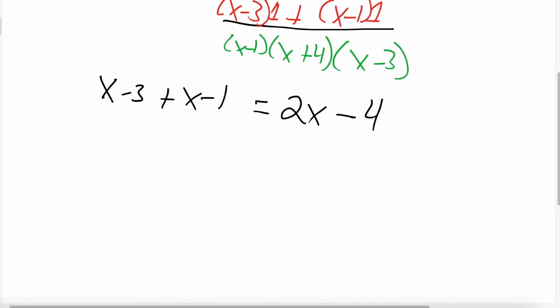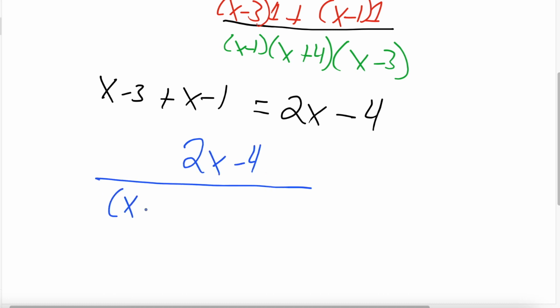So our final answer is going to be 2x minus 4 all over x minus 1, x plus 4, and then x minus 3. And that's going to be our final answer. But wait, we're not exactly done yet. We have to see if we can find the restrictions, so let's find the restrictions for this one.